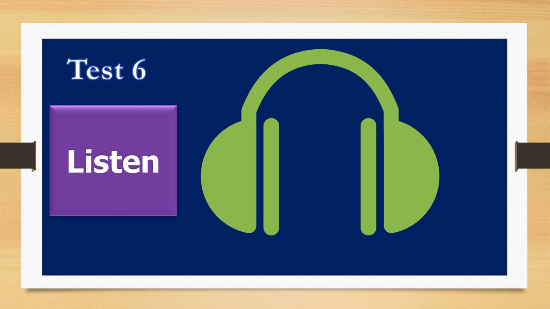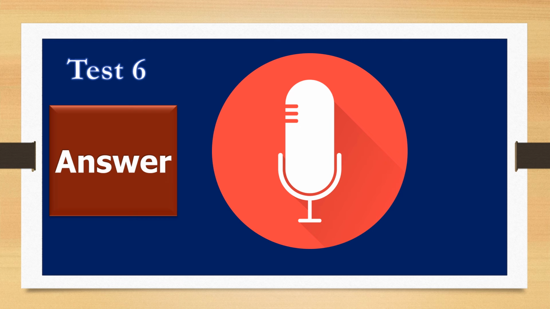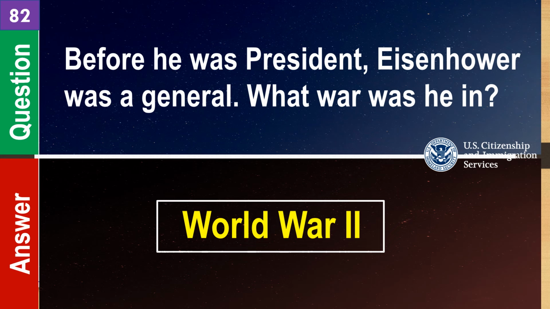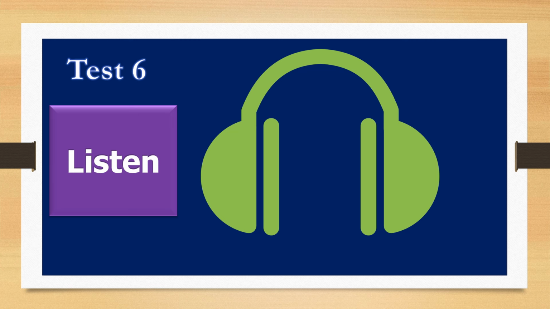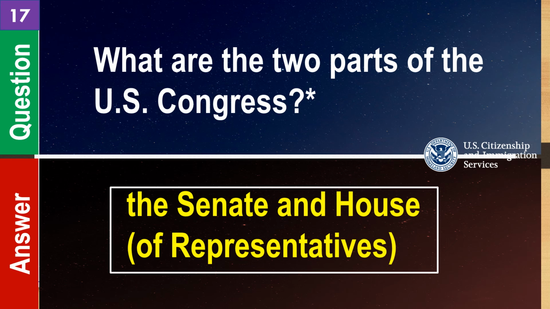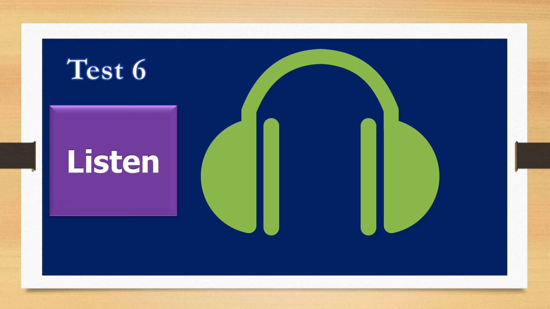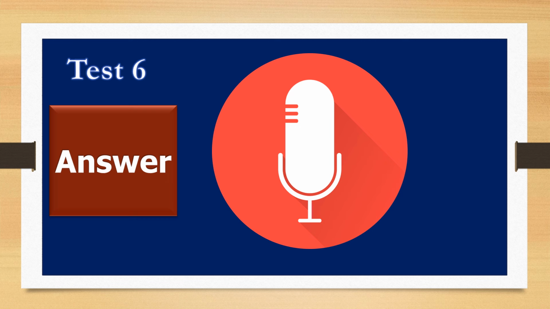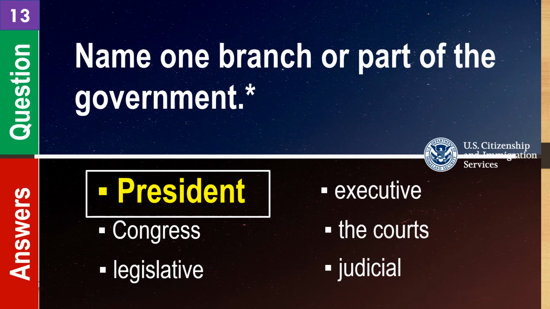Before he was president, Eisenhower was a general. What war was he in? World War II. What are the two parts of the U.S. Congress? The Senate and House of Representatives. Name one branch or part of the government. President.